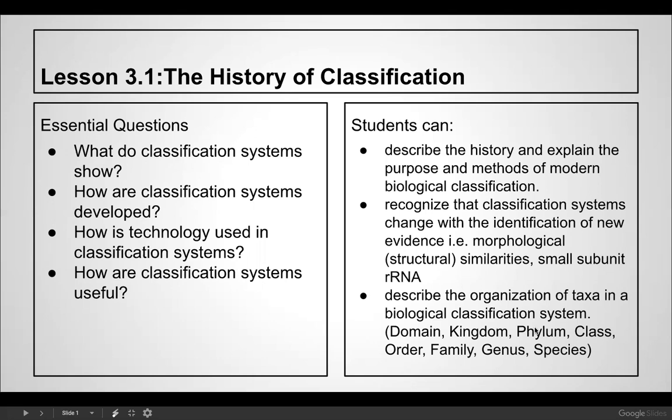So with that being said, the essential questions for the lesson: what do classification systems show? How are classification systems developed? How is technology used in classification systems, and how are classification systems useful?